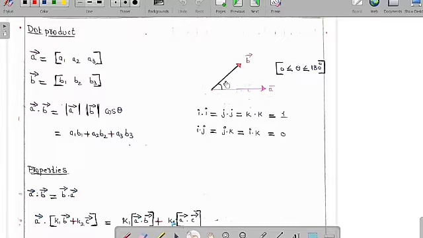Then this theta is called the angle between these two vectors a bar, b bar. This theta can lie from 0 to 180 degrees. Now what is the dot product formula? a bar dot b bar is equal to the magnitude of the vector a bar into the magnitude of the vector b bar into cos theta. Theta is the angle between a bar and b bar. It indicates that if you do the dot product of two vectors, the resultant is a scalar, or we get some numerical value.